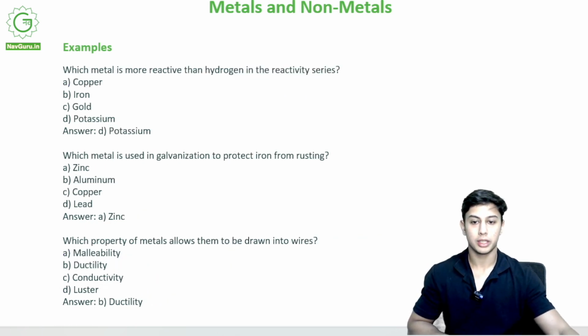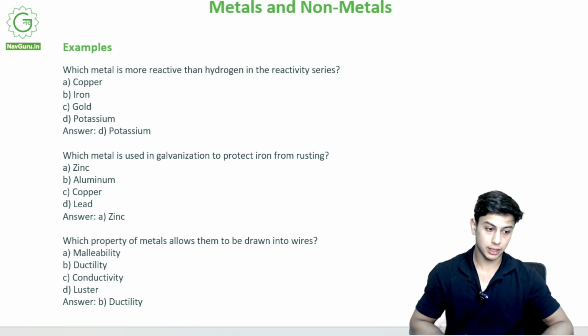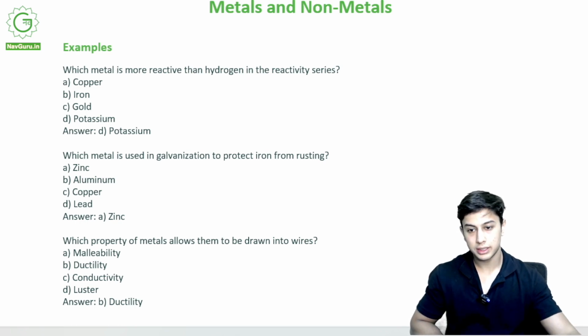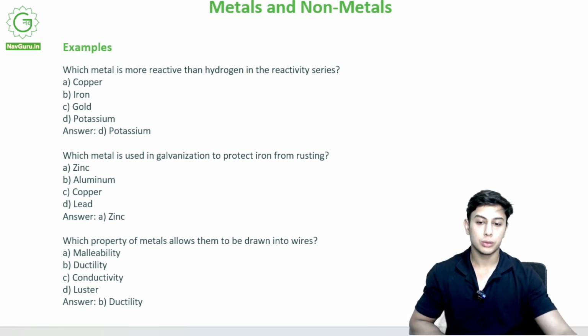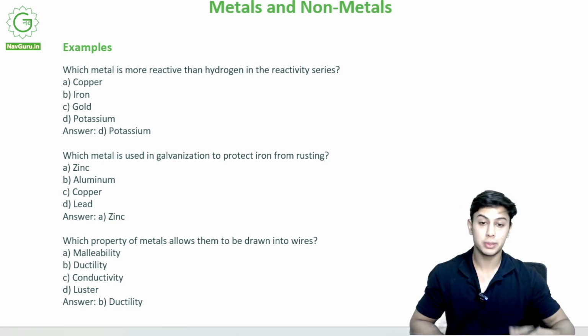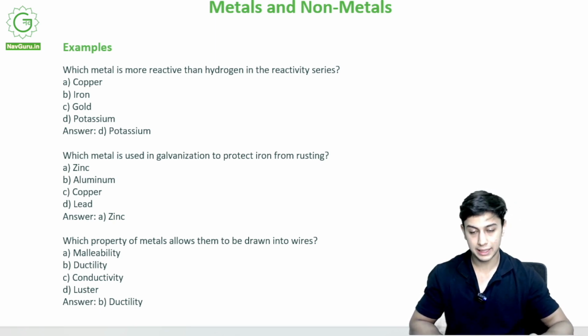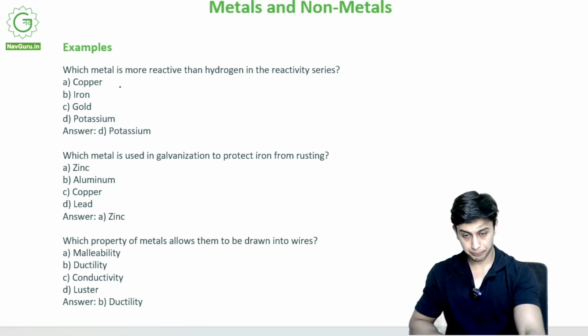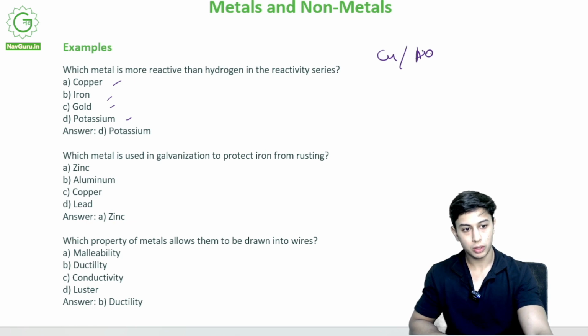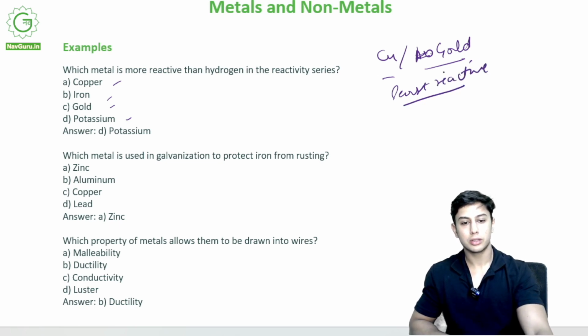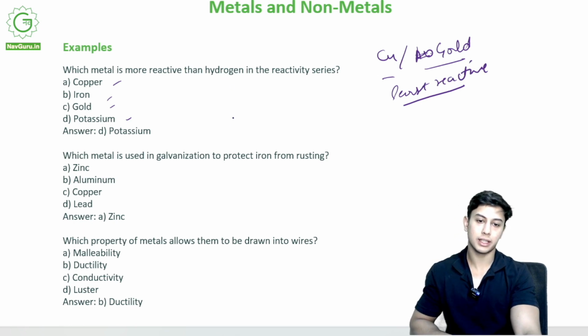Now, which metal is more reactive than hydrogen in the reactivity series? If we go back to the reactivity series, I will show you, there were a lot of metals and I told you to remember that reactivity series. This will help you in displacement reactions. Copper, iron, gold, potassium. You remember copper and gold were least reactive. So they are way less reactive than hydrogen.